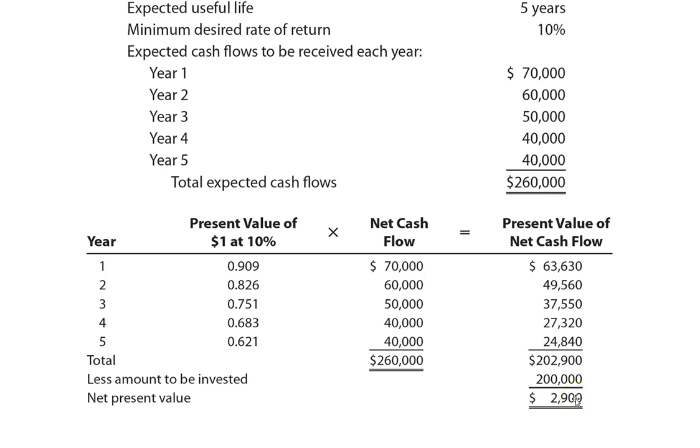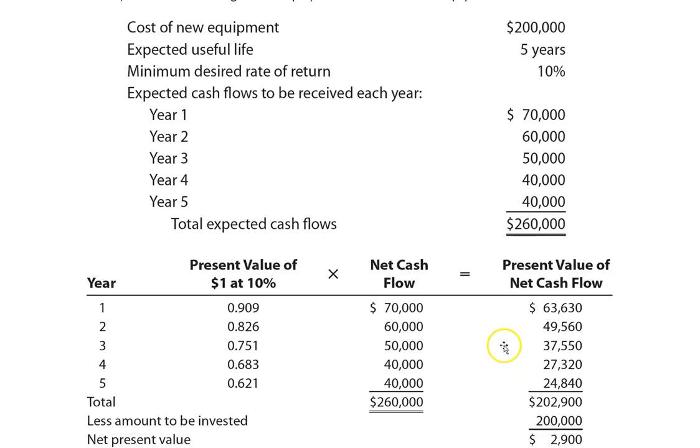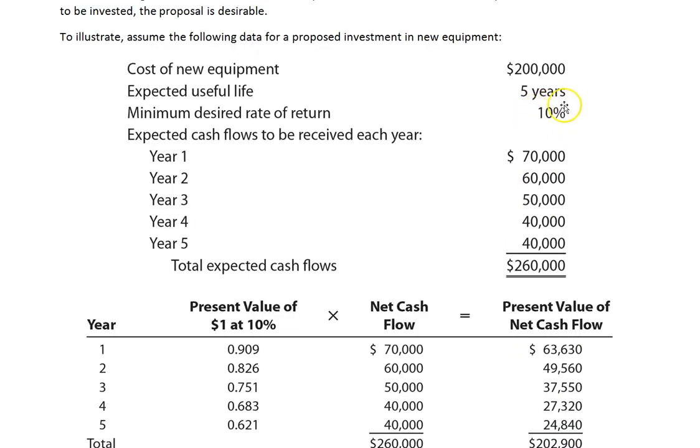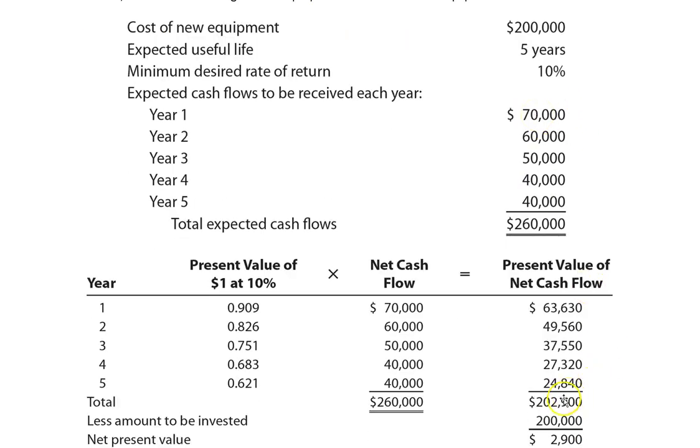It'll still add value to the firm, but it's not going to add $60,000 of value. It's only going to add $2,900 of value. The other conclusion we can get here is that the hurdle rate was 10%. Since this is producing a positive net present value, we conclude that this project is earning more than 10%, right? Because this value produced a positive number here.